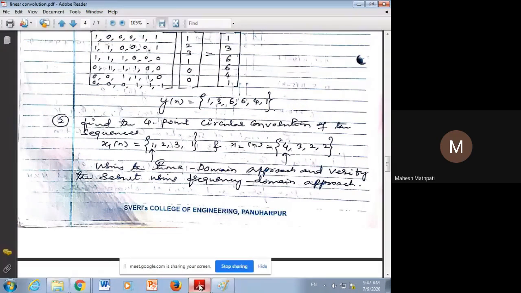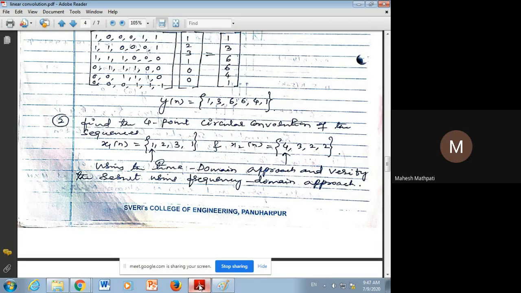With the IDFT, what are you calculating? y of n. Whether it is time domain or frequency domain now? Time domain. Time domain function. So that means the DFT IDFT method, we are calling it a frequency domain approach, wherein the concentric circle method and the matrix method, we are calling a time domain approach for calculating this circular convolution.